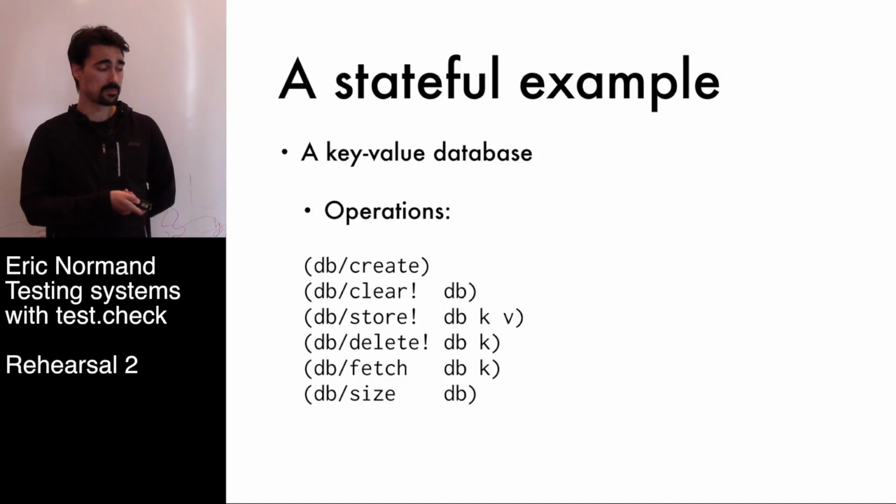Now, I just want to say that there are no errors possible. So if you delete something that's not there, that's fine. It's not going to throw an error. It's an idempotent operation. You can delete twice in a row, and that's fine.